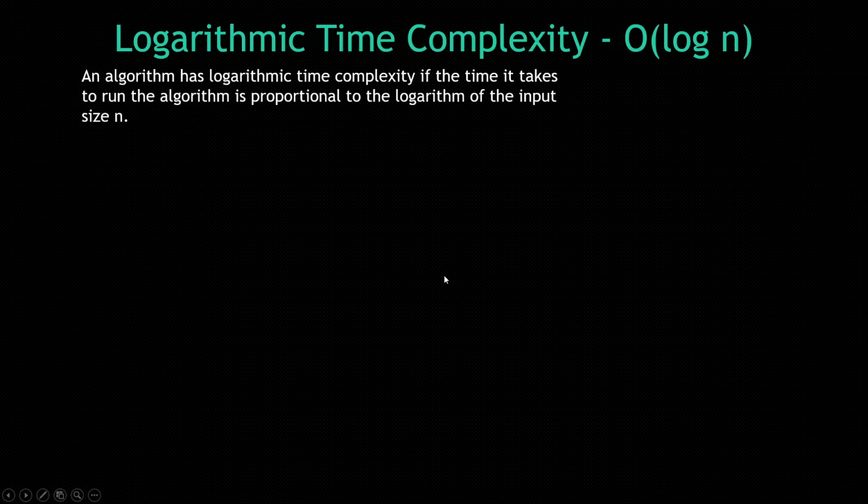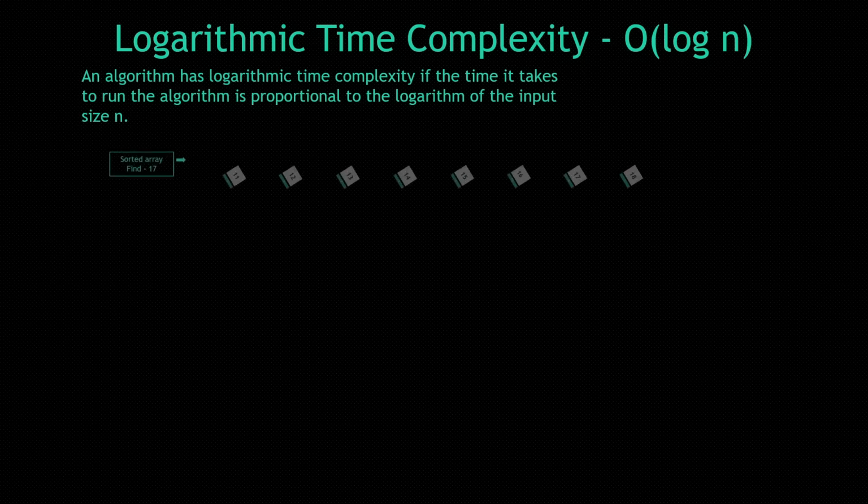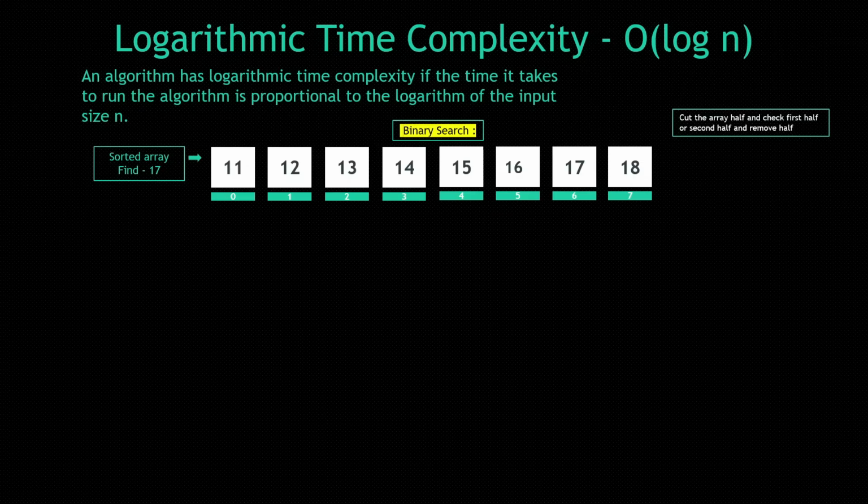Logarithmic time complexity, O(log n). An algorithm has logarithmic time complexity if the time it takes to run the algorithm is proportional to the logarithm of the input size n. Binary search algorithm is a good example of logarithmic time complexity, O(log n). Binary search algorithm only works on a sorted array.